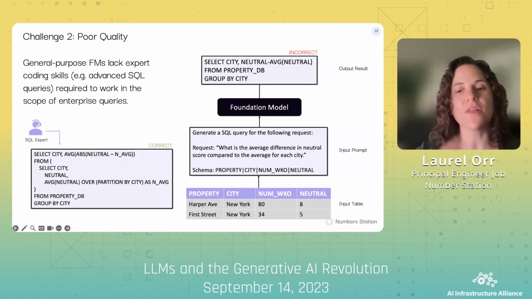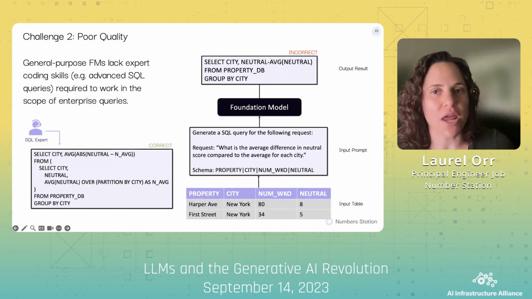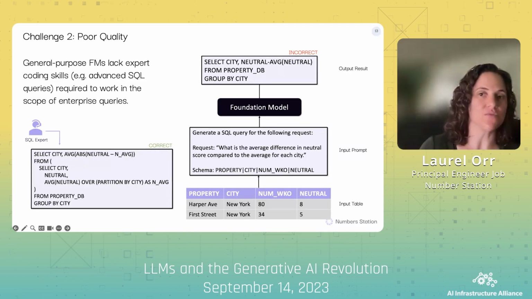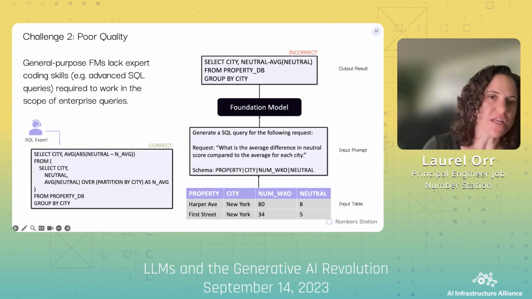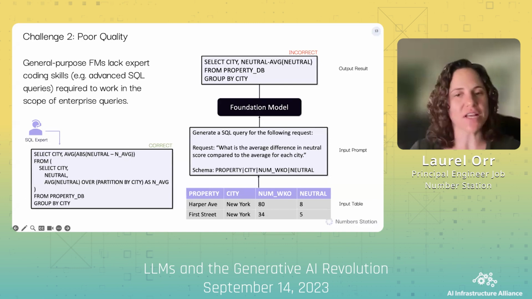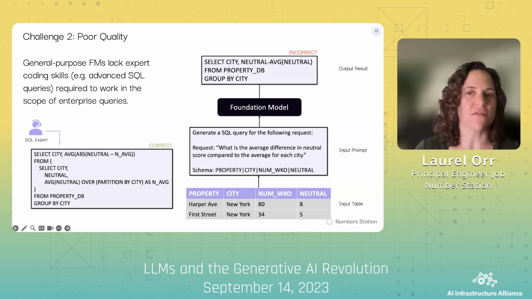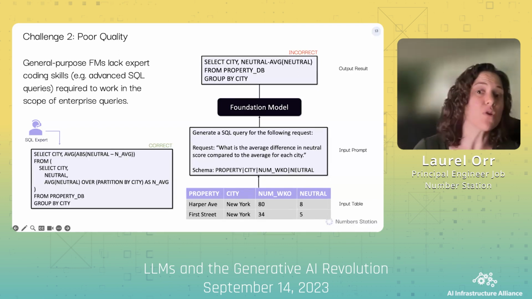Now, the second is a more general lack of quality in terms of being able to generate the correct code and the correct SQL needed to execute these queries. Again, these foundation models are very general purpose. They understand every coding language out there, but often lack the expert skills needed to really work for enterprise queries. A concrete example: a user asks for a difference in averages across city of this neutral score. If you ask this simply, a model is again going to output something that makes sense at a high level, but it's actually incorrect SQL and won't even parse.